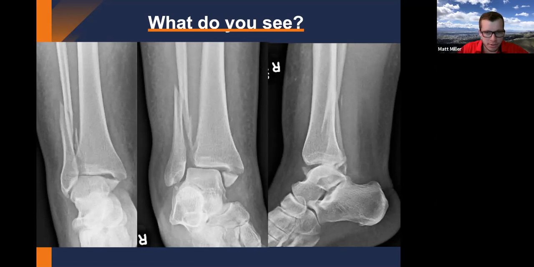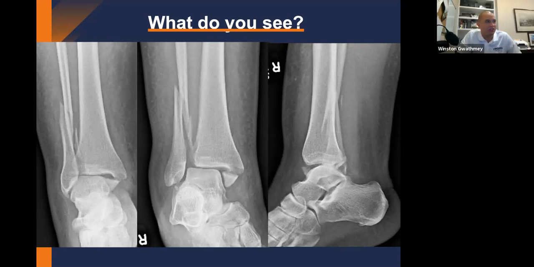Looks to be like a trimalleolar fracture. You can see the medial malleolus here has been avulsed, as well as this fracture in the fibula, and then there's the posterior fracture as well. And yeah, can you try to put in that classification Dr. Yarborough discussed?